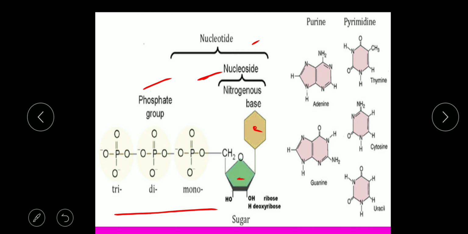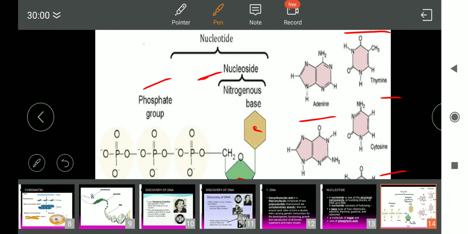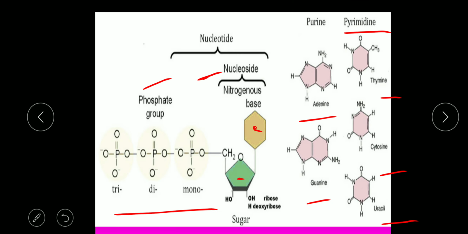The nitrogenous bases are of two categories, that is purines and pyrimidines. Then how will you remember? What you observe, this is adenine, this is guanine, this is thymine, this is cytosine, this is uracil. Okay, so as the term is longer, it is a single ring structure. Pyrimidine, many letters, but it is single ring. Purine, comparatively fewer letters, so these bases are double ring. Okay, so pairing will always occur between a purine and a pyrimidine.